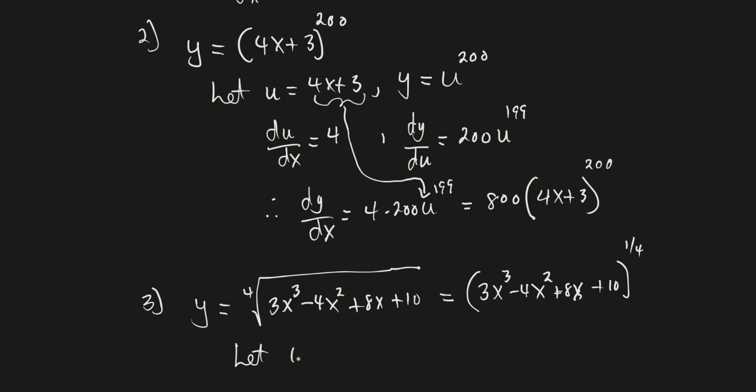So in this case, I'm going to let u be everything in the parentheses here. So 3x cubed minus 4x squared plus 8x plus 10. Once I do that, by writing u as a separate equation, it allows me to write down the y equation in a simpler form. But the trade-off is now there's this third variable, this u.